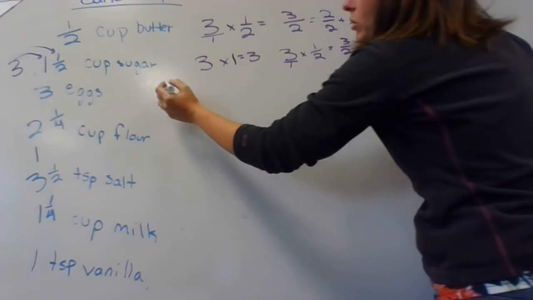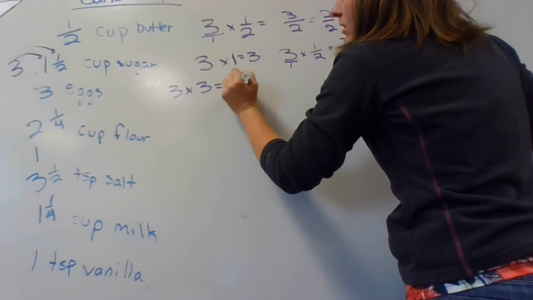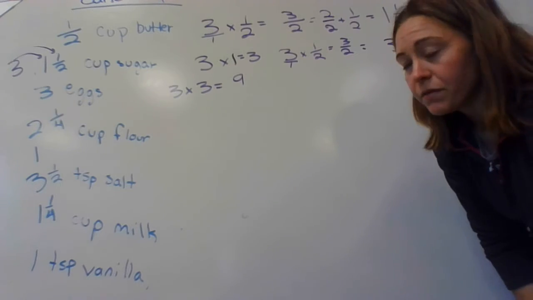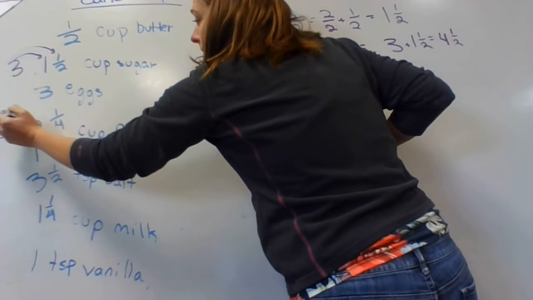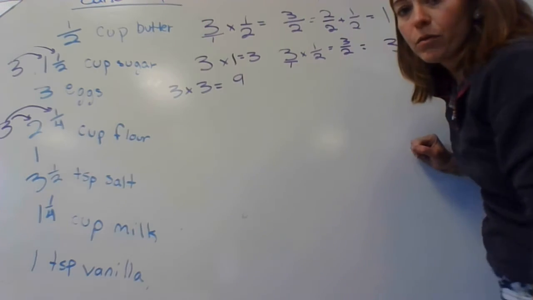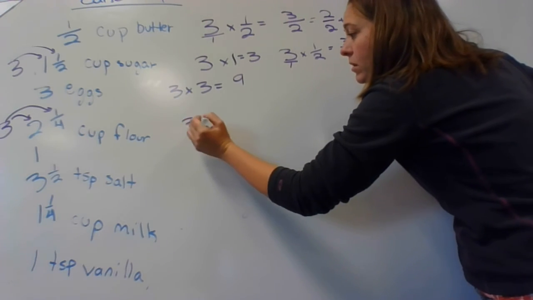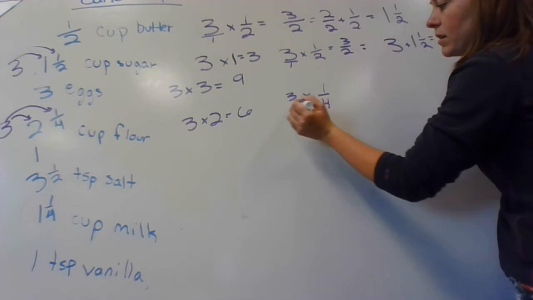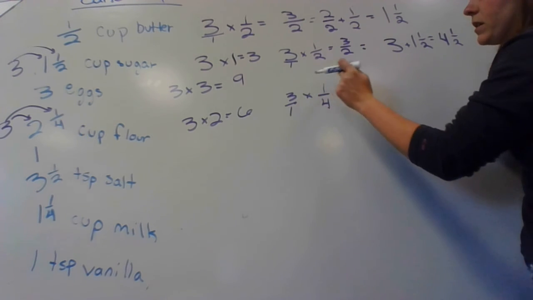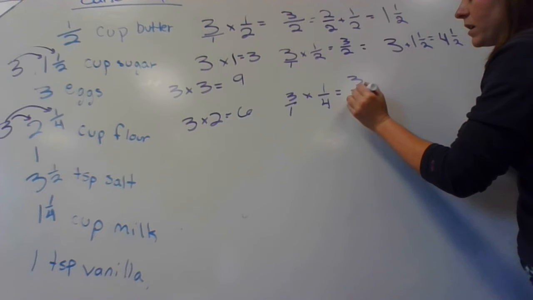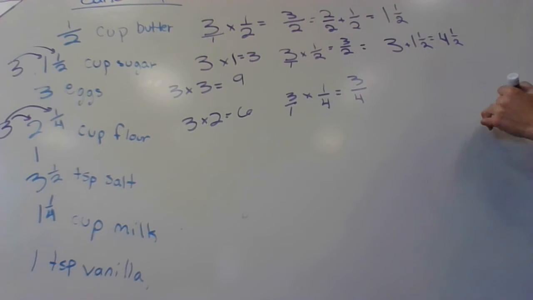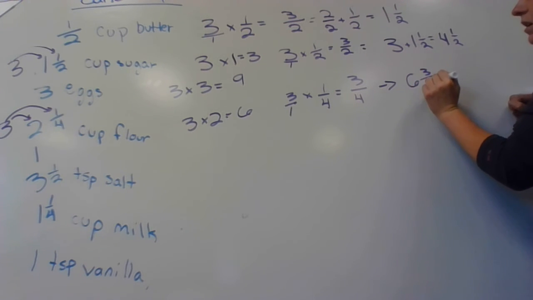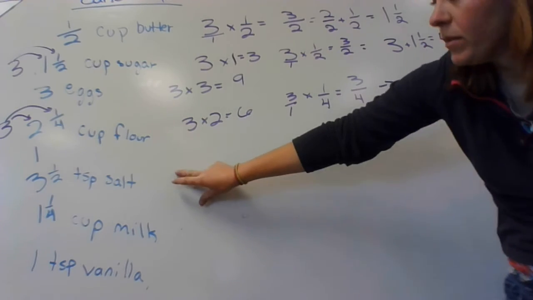Our next one, 3 eggs, so we'll just multiply 3 times 3. This one's pretty easy. So we need 9 total eggs now. Next one, 2 1/4 cups of flour. So I'm going to multiply that 3 times 2 and by the 1/4. 3 times 2 is 6. And then 3 times 1/4 is really 3 over 1 times 1 over 4. So 3 times 1 is 3. 1 times 4 is 4. So we would actually need 6 3/4 cups of flour.